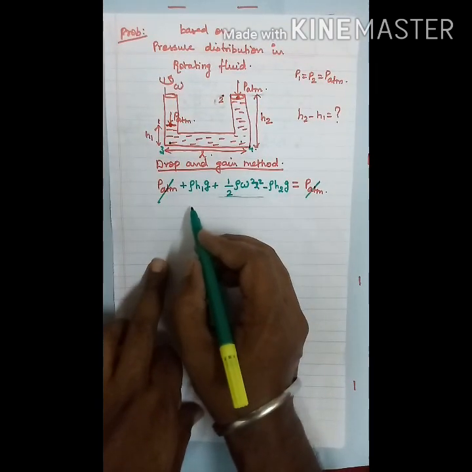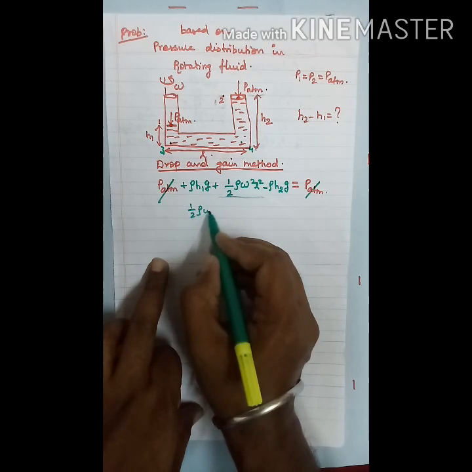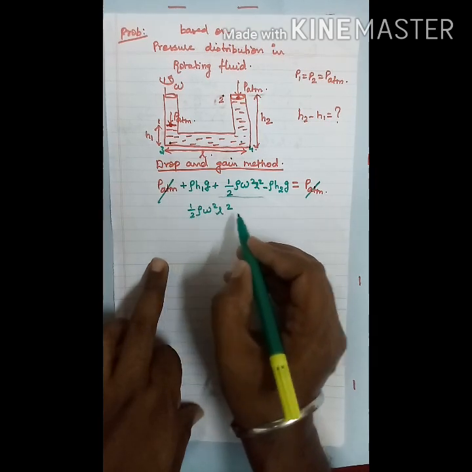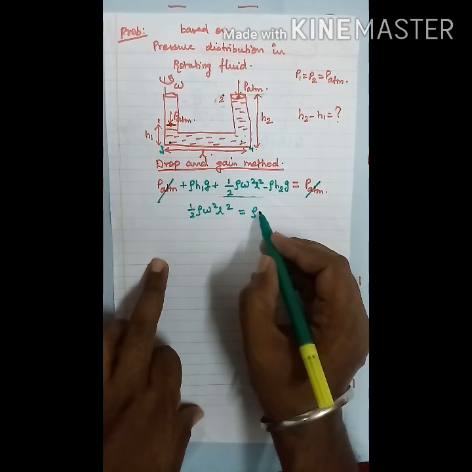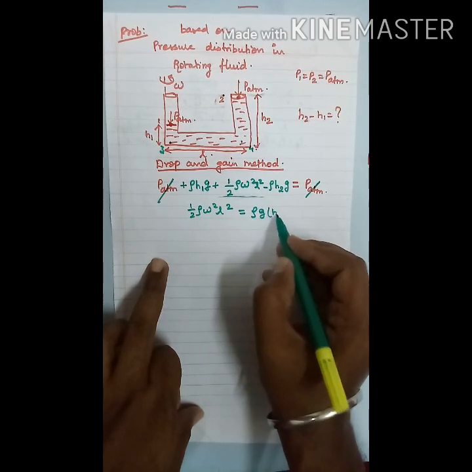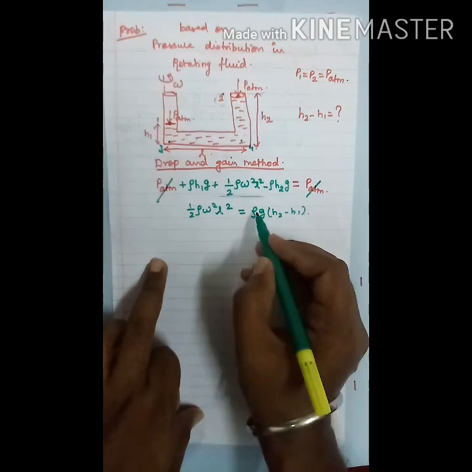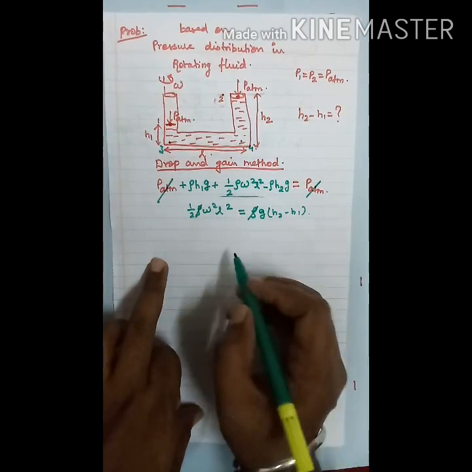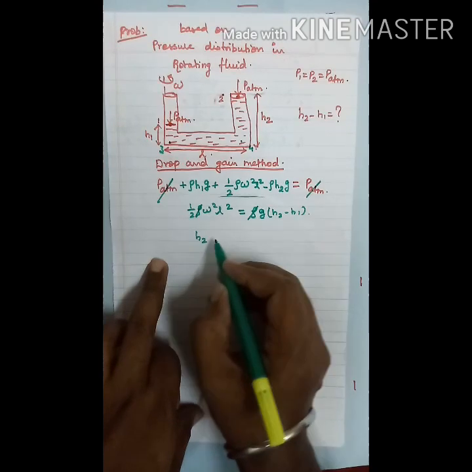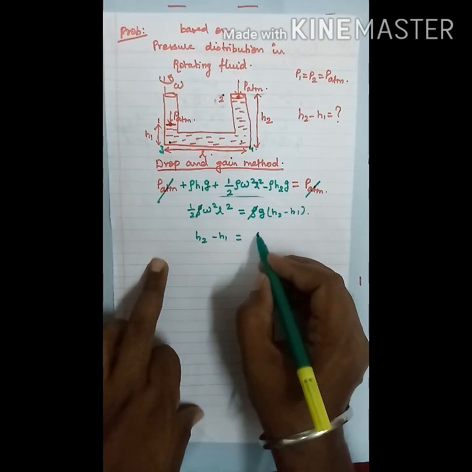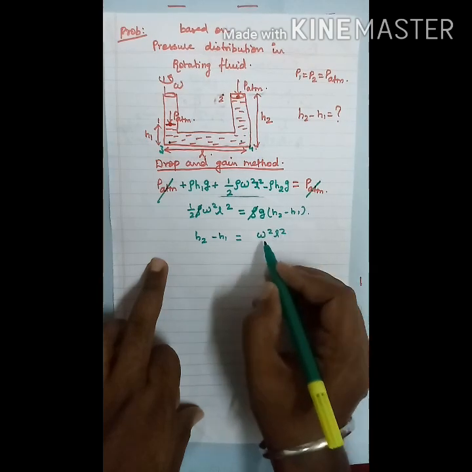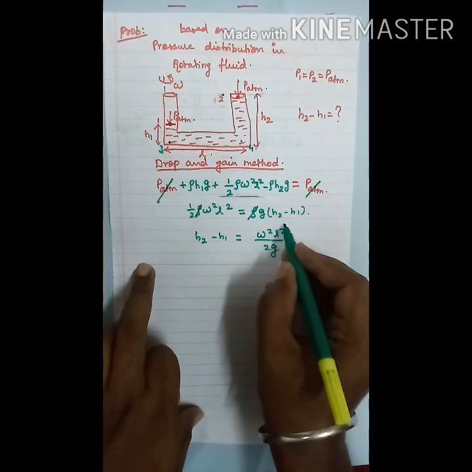Then we can write 1 by 2 rho omega square L square, which is equal to rho g times h2 minus h1. This rho and this rho will get cancelled. Then h2 minus h1 is equal to omega square L square by 2g.